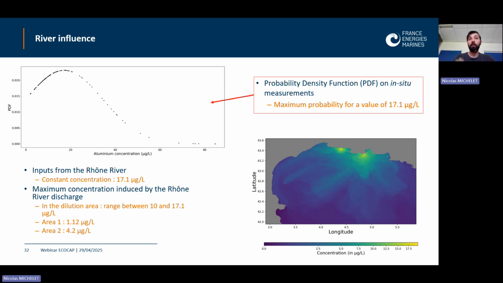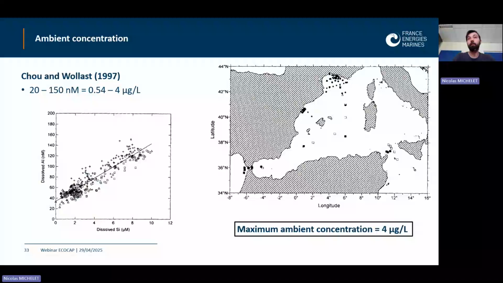So we have considered the river now, but there are also different sources of aluminium, and especially in the Mediterranean Sea, we have the impact of atmospheric inputs. Schuh and Volas in 1997 have performed a lot of measurements in the western part of the Mediterranean Sea, and we can see the concentration they have measured range from 0.5 to 4 microgram per liter.